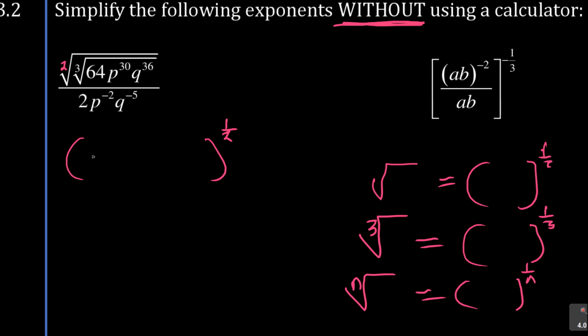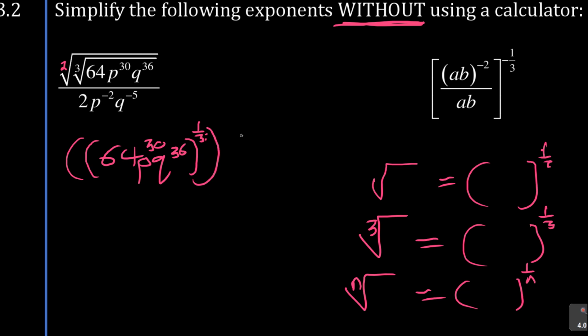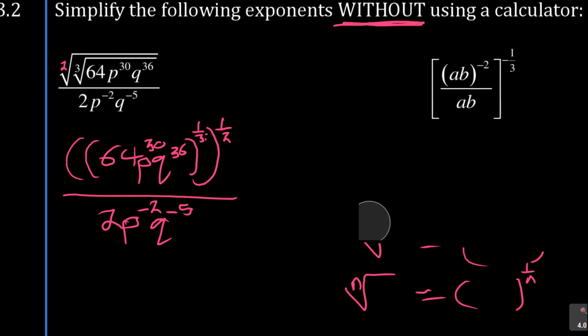So which means if there is a 2 there, there is a power half on the outside, and then there is an inside one here, but it's a cube root, which is to the power 1 over 3. See that? And then that's where you find the 64, p to the 30 and q to the 36. Just be careful like that. You see what I did? This is inside. Let me just erase this. So you've got this one, which is also inside that one, and then all over 2p to the negative 2 q to the power negative 5. That's what you're having.